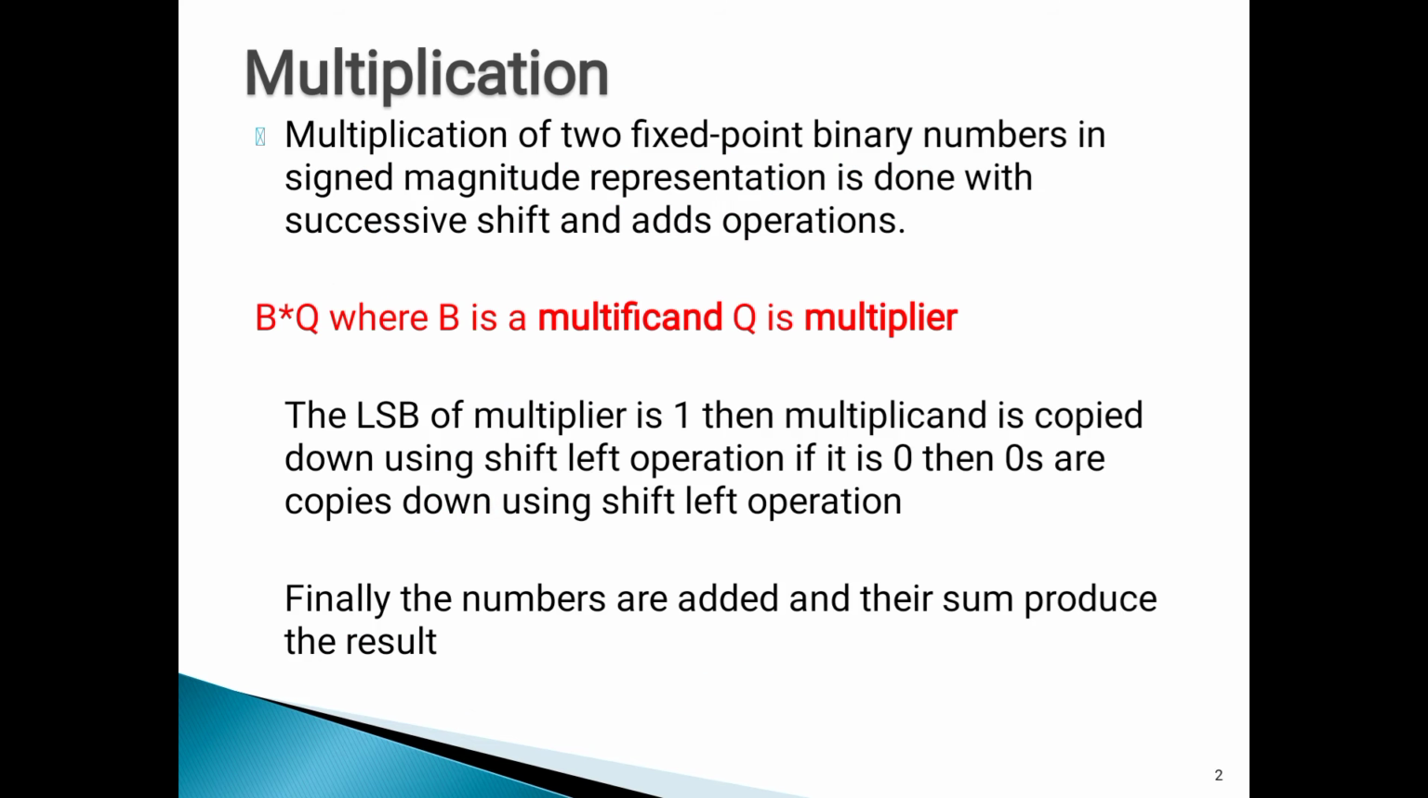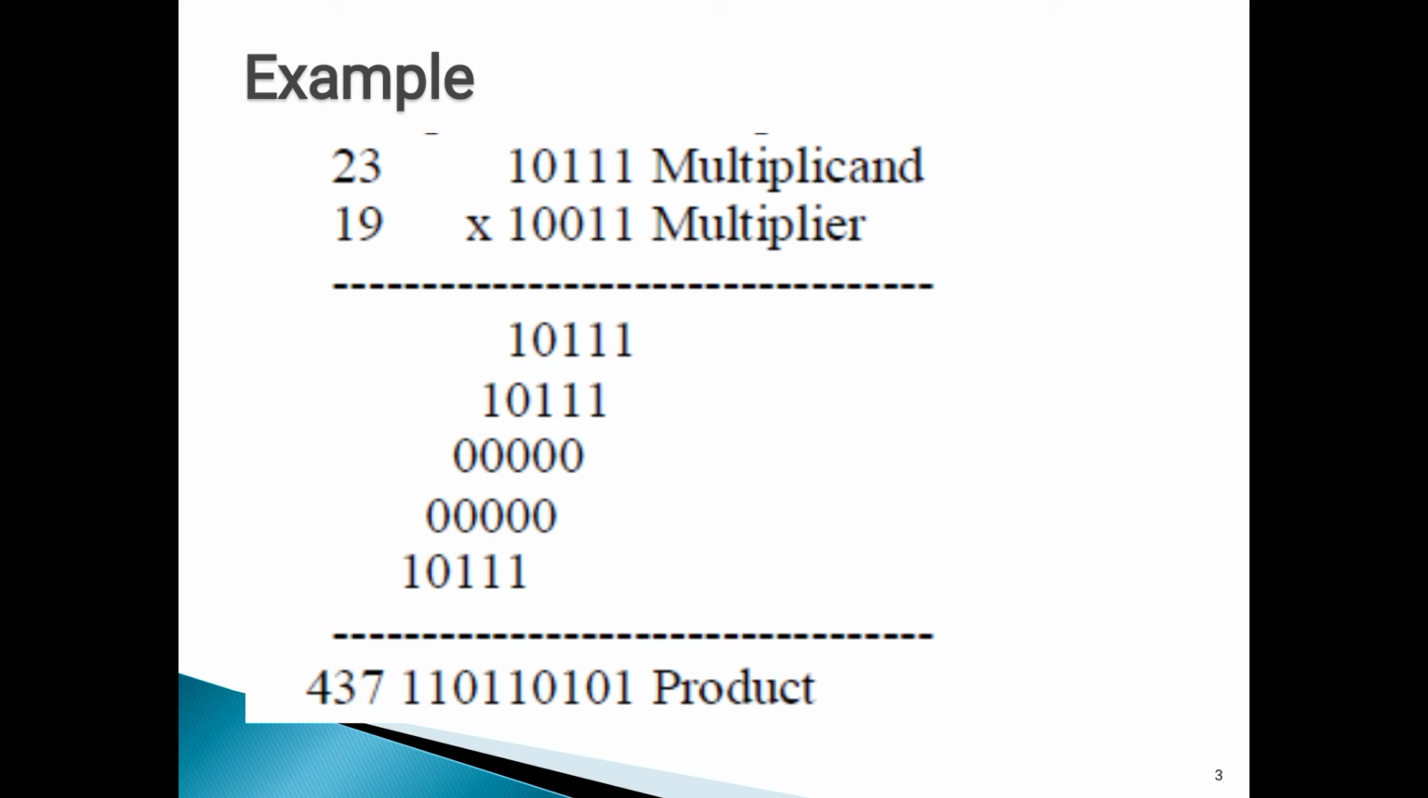Let's go to an example. I am taking the two numbers 23 into 19. Write the binary number for 23, that is 10111. That's known as multiplicand. And the next number is 19. Write the binary number for 19, that is 10011. That's called multiplier, right?